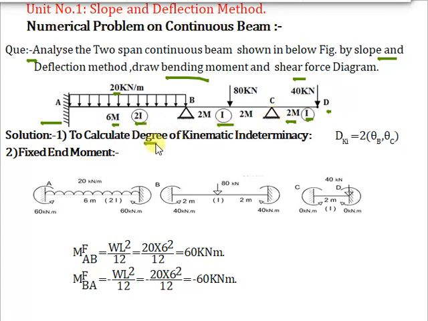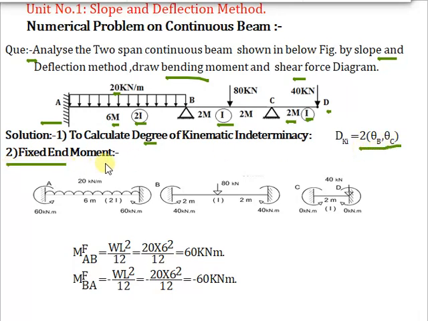So first we have to find out the degree of kinematic indeterminacy or degree of freedom. At B there is a hinge support, so there is 1 degree of freedom and that is a rotation. And at C again there is 1 degree of freedom in terms of rotation. So total degree of freedom is equal to 2: theta B and theta C.